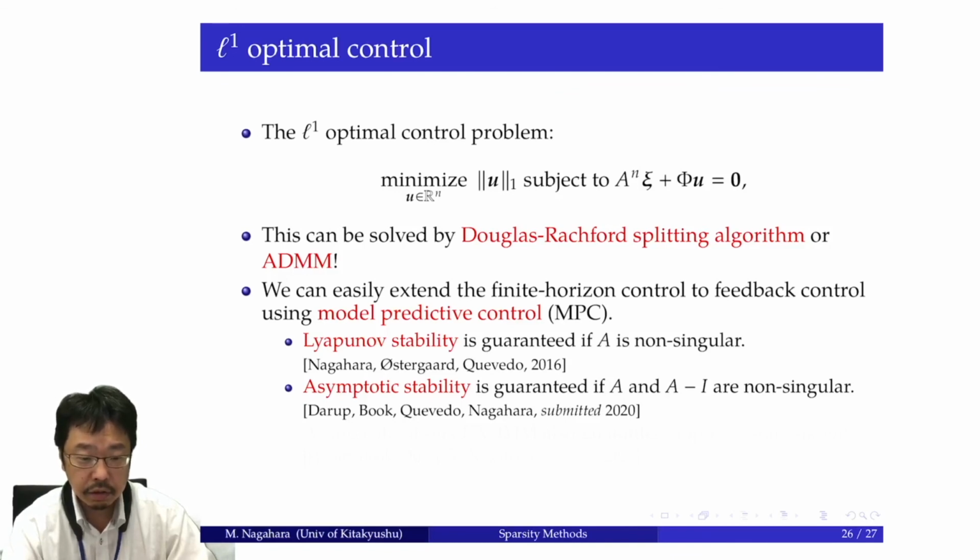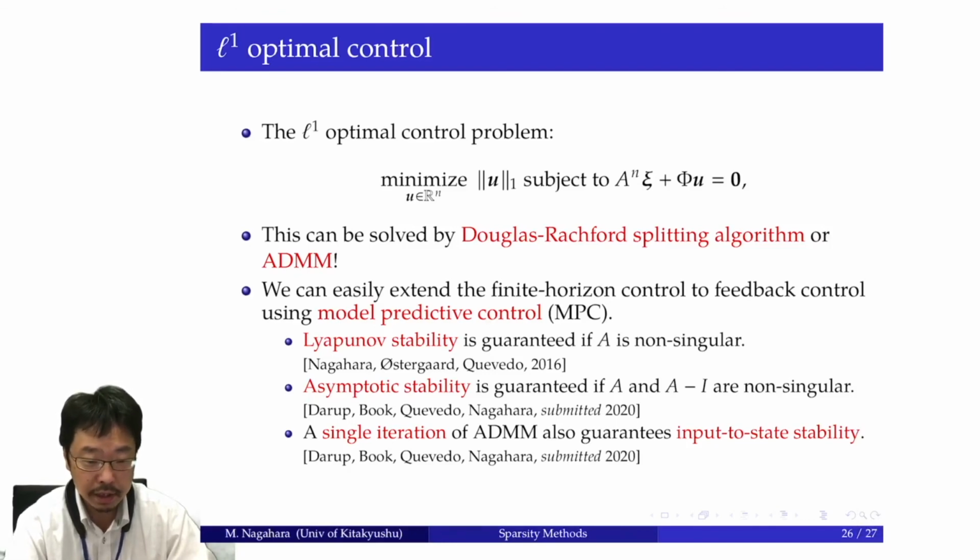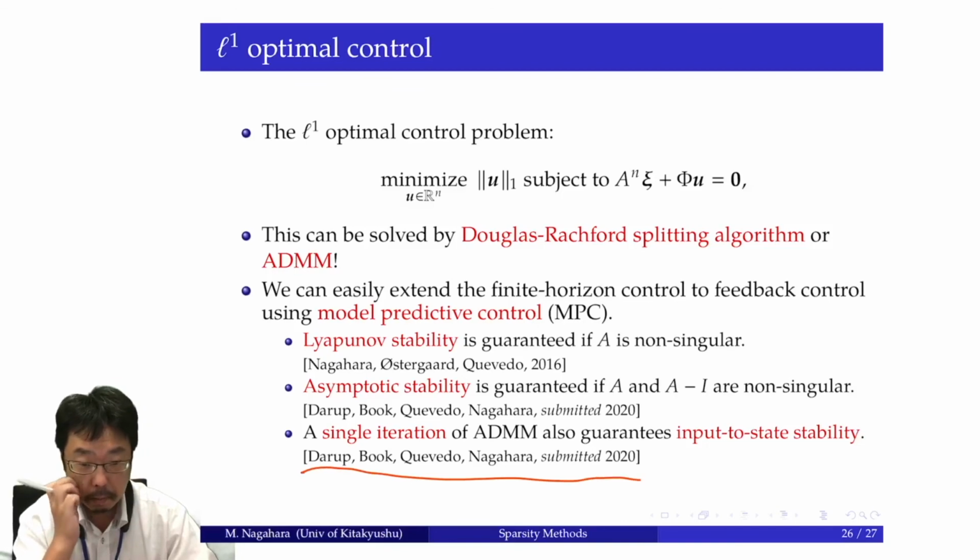This is not useful for real systems, but we can prove that a single iteration of ADMM in the model predictive control also guarantees input to state stability, which was proved in this article. If you are interested in this article, which is not published yet, I can share this paper with you.